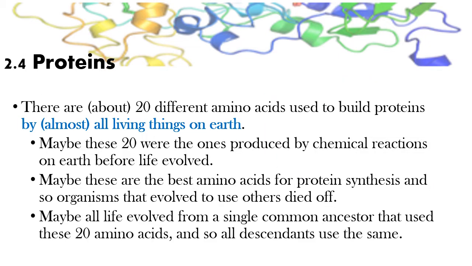All right, so we have these 20 different amino acids that make all of the proteins for every living thing on Earth, almost. And so we have some theories on why. Why are there only 20? Why don't we have more? It might be that those were the ones that were produced on Earth before life evolved, and so those were the ones that got used. It might be that these ones are the best amino acids, the easiest ones to put together during protein synthesis, and so maybe these were the ones that organisms kept and the other ones just kind of went away.